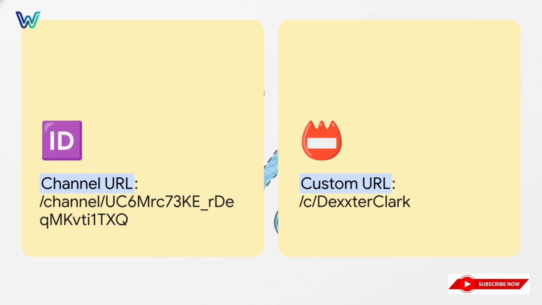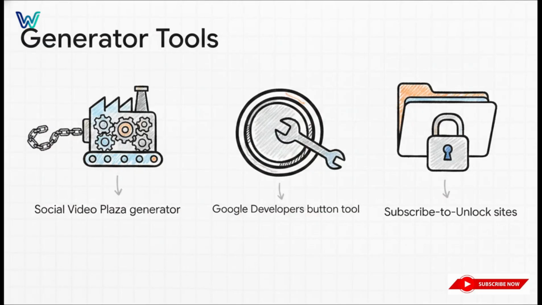Whether you have your slick vanity URL set up, or you are still rocking that original clunky channel ID, appending that sub_confirmation code to the end does the exact same thing. Now look, if you're a little nervous about typing the code wrong, or maybe you want to integrate this in a slightly more advanced way, you don't have to do it manually. There are free tools built specifically for this. Social Video Plaza has a completely free generator where you just paste your channel link and it builds the auto-subscribe URL for you. Super easy.